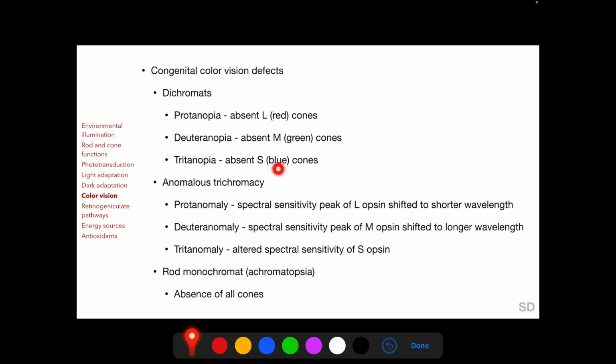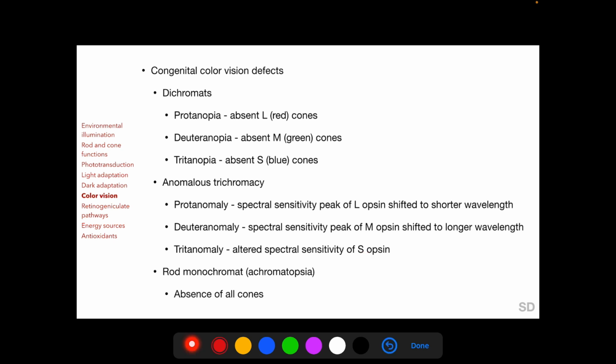have absent blue cones. Anomalous trichromats can be protanomalous, in whom the spectral sensitivity peak of the red cone opsin is shifted to a wavelength shorter than 561 nanometers, deuteranomalous, in whom the spectral sensitivity peak of the green cone opsin is shifted to a wavelength longer than 530 nanometers, and tritanomalous, who have an altered spectral sensitivity peak of the blue cone opsin.